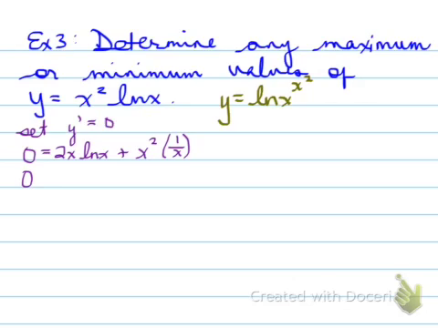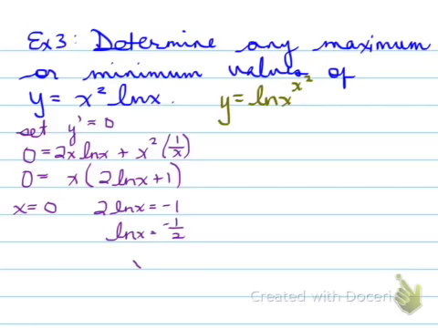Anyways, let's keep going. So 0 equals, now we need to common factor. What we're going to common factor out is an x, and we're going to be left with 2 ln x plus 1. Well, that means that we have two values for when the derivative could equal 0. One of them is x equals 0. The other one is when 2 ln x is equal to negative 1, which means that ln x is equal to negative 1 over 2.